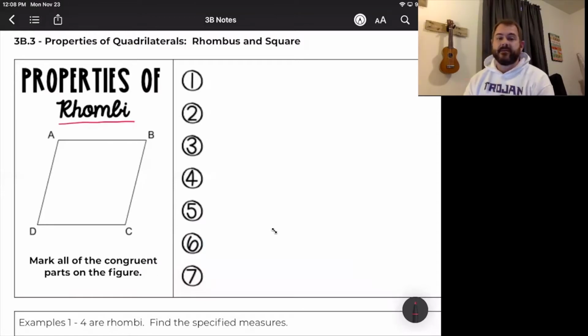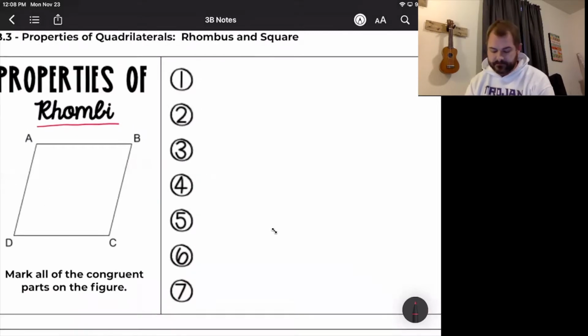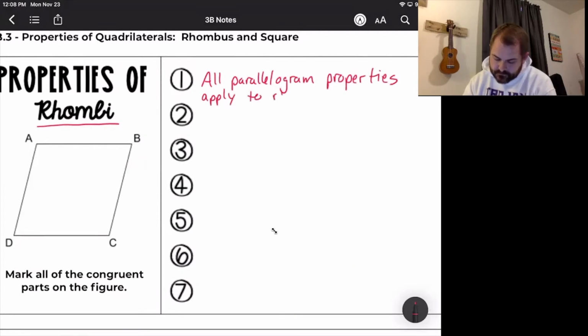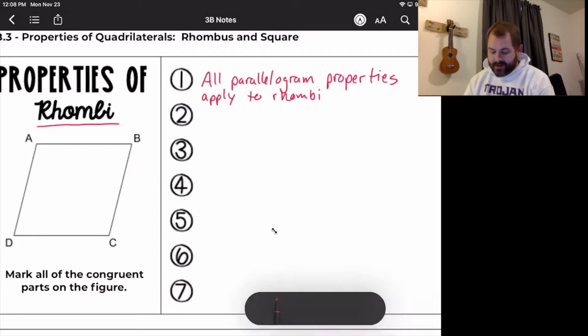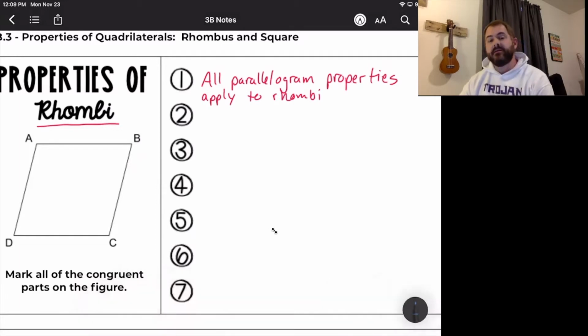first. And the first thing you want to understand about a rhombus is that it is a special kind of parallelogram. So all the properties of parallelograms do apply to a rhombus. Or all parallelogram properties apply to rhombi. Now, beyond that, though, there are several unique characteristics of a rhombus that we're going to look at.